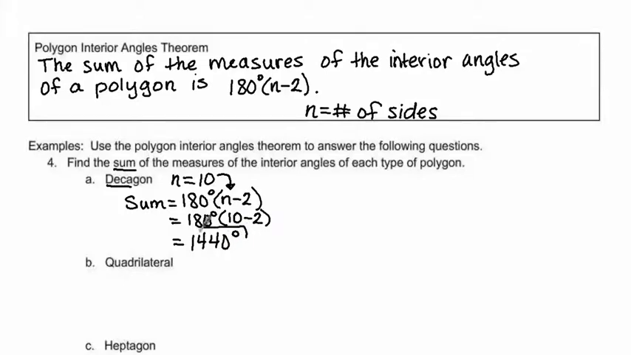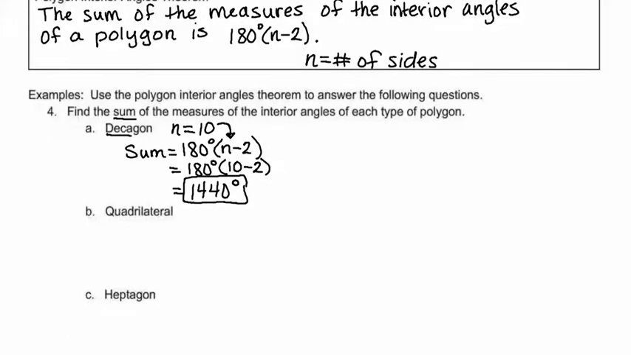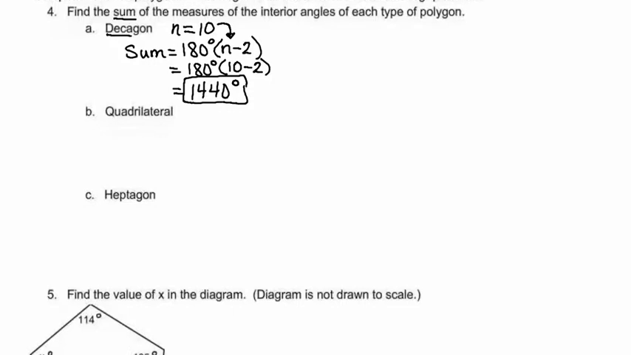And that would be the answer then to part A. Okay, moving on to part B. B is a quadrilateral. Remember what quad indicates, quad meaning 4. So here, n is 4.